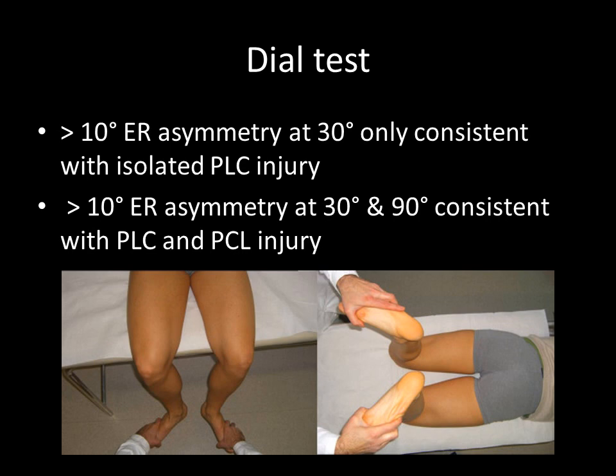When the dial test is performed prone, one assesses for side-to-side differences in rotation of the feet. The dial test at 90 degrees is also performed to determine the amount of rotation of the tibia on the femur. A positive dial test at 90 degrees usually indicates a combined posterolateral corner and cruciate ligament injury.